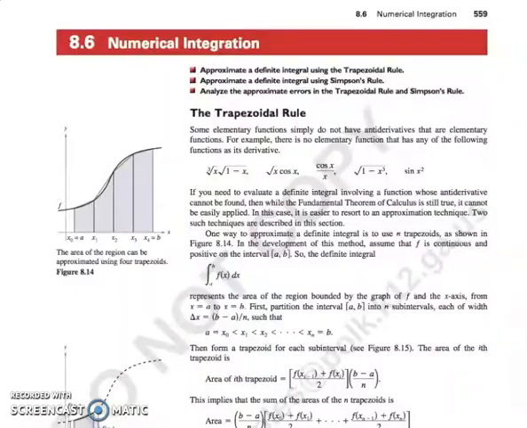Okay, folks, this is a short lesson on the trapezoidal rule or the trapezoid sum. This lesson is found in that 8.6 lesson now. That's a little bit further in the book, so that explains why we didn't see it before in our textbook.